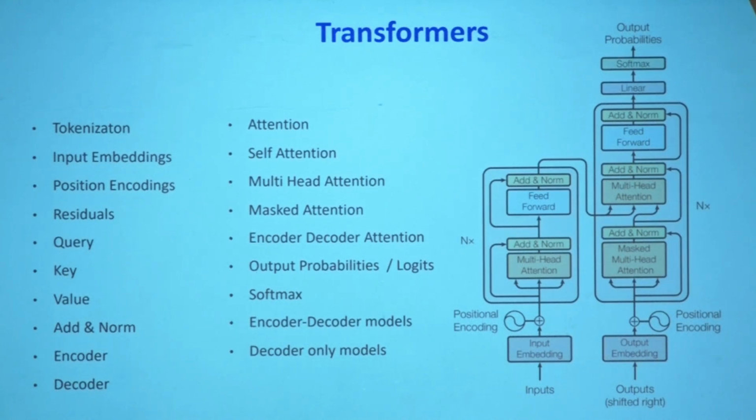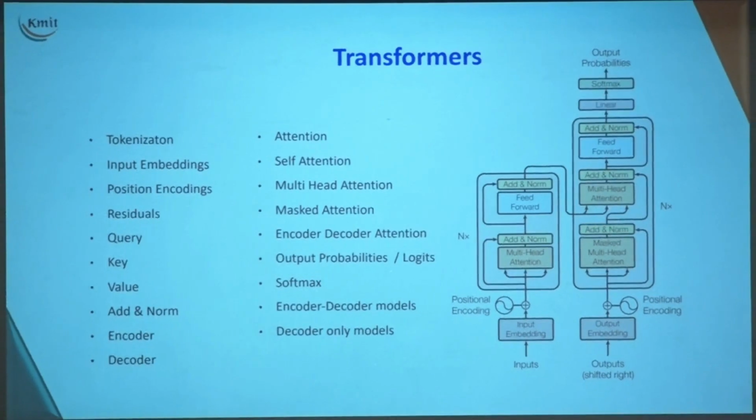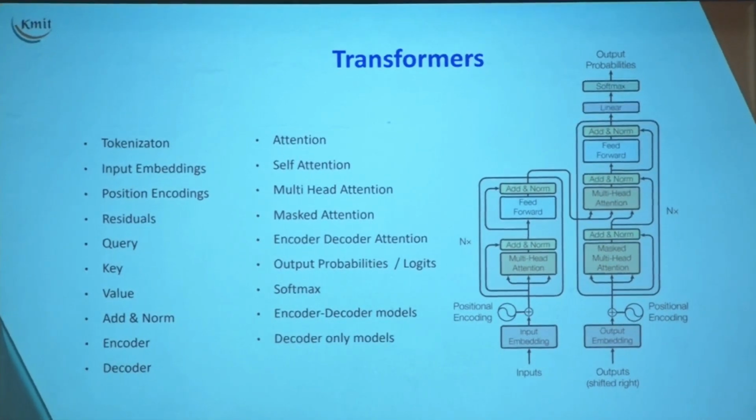Now after that, what are the two important blocks of the transformer architecture? Encoder and decoder. We'll see what the encoder does, what the decoder does. After that, the attention mechanism, how self-attention is different from the attention mechanism, what is multi-head attention, and then what is masked attention, encoder-decoder attention, how do we take the output probabilities, use the softmax function for the same, and then how do we develop encoder-decoder models, and also decoder-only models. Are you all clear with this? So this is the flow, or these are the terms that you have to understand when you learn transformers.